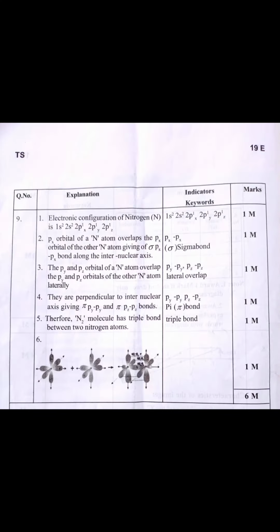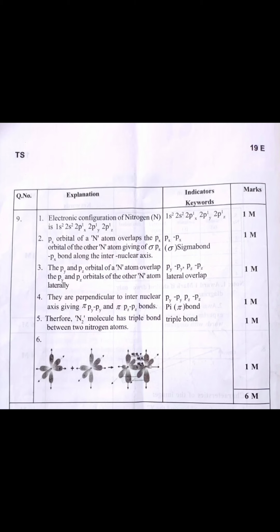Explain the formation of N2 molecule by using valence bond theory. Here valence bond theory is given. So what you have to do is explain the formation of N2 molecule. First you have to write the electronic configuration of nitrogen: 1s2, 2s2, 2px1, 2py1, 2pz1. Like this you have to write the electronic configuration of nitrogen. For this you will get 1 mark. Compulsorily you have to write the configuration of N2.